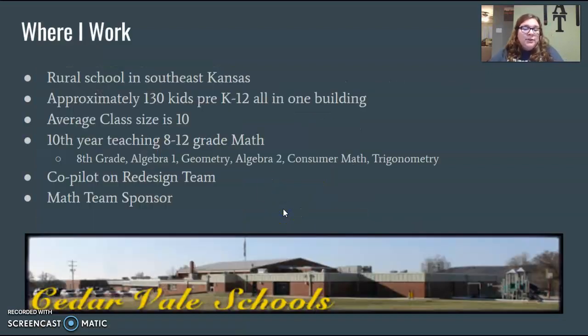I work at Cedarville Schools, which is a very rural school, about 45 miles, maybe a little longer than that, southeast of Wichita, almost on the Oklahoma line. We're a pretty small school, and we have about 130 kids in pre-K through 12, and we're all in one building. Elementary's on one end, high school's on the other, and we're separated by our gym and our cafeteria. Our average class size is about 10. That's a little on the high end. My one daughter has 5 in her class and the other has 7.